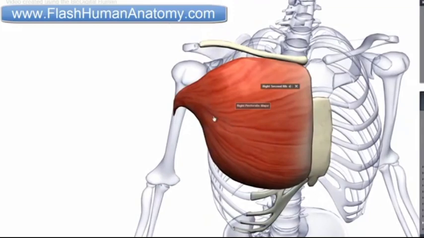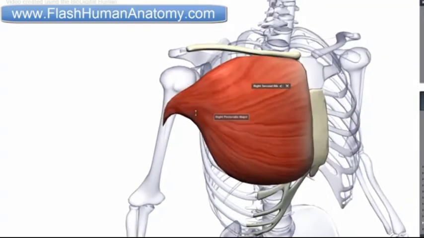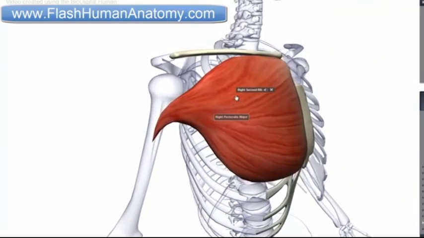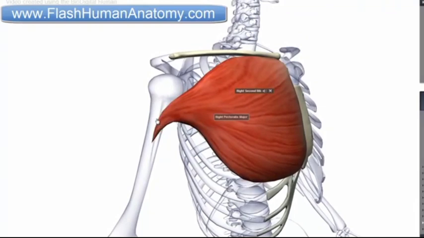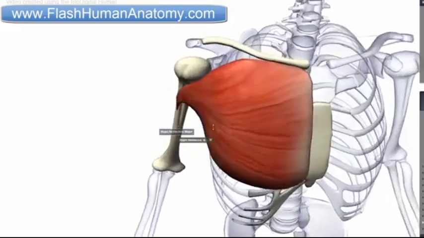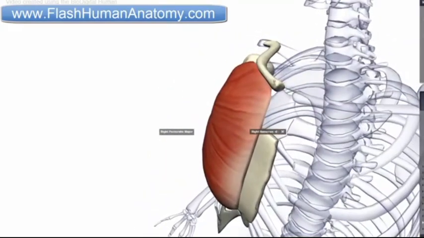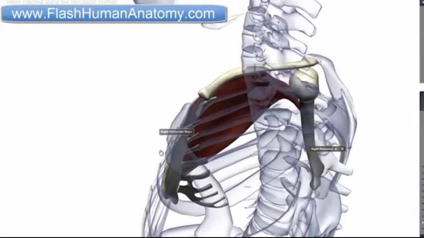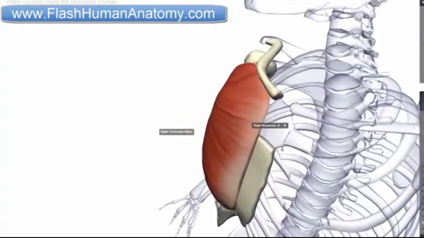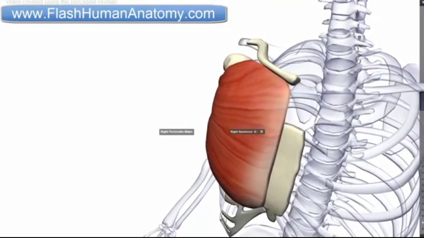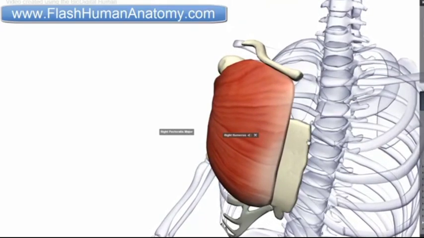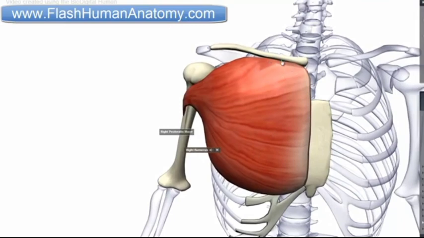Now, where does it insert? It inserts in the intertubercular groove of the humerus. Here. So this is the humerus. Now, because it originates from the clavicle here, and it also originates from the sternum and the cartilages, we have 2 heads of the pectoralis major. The sternocostal head down there, and the clavicular head here where it originates from the clavicle.